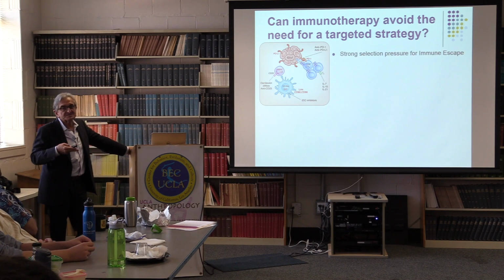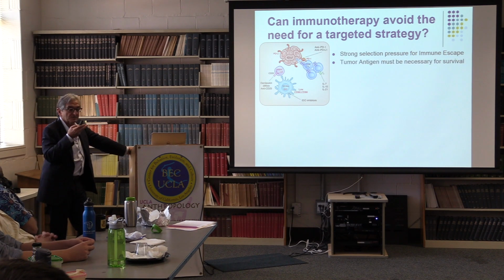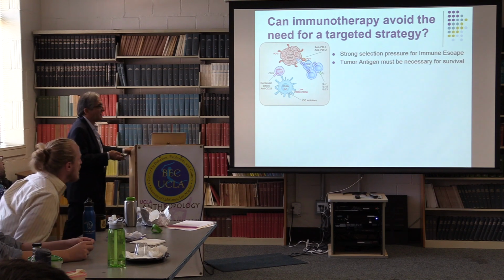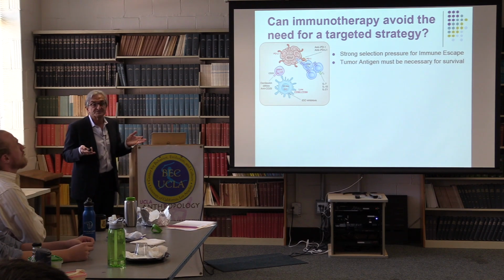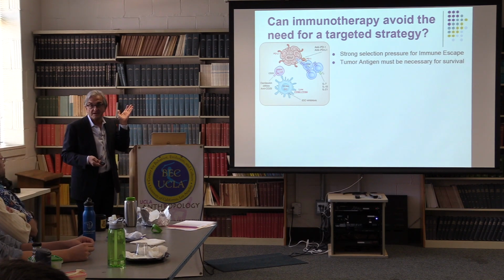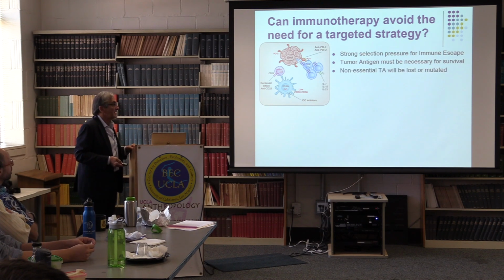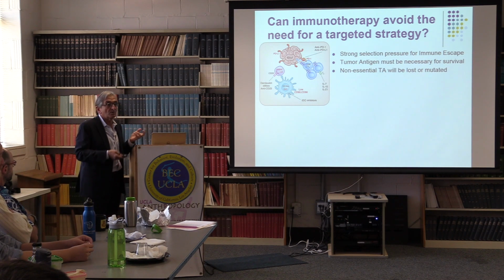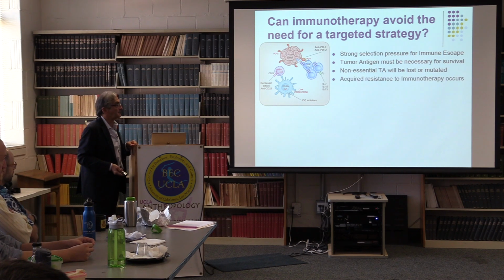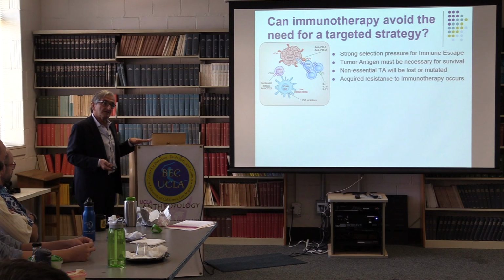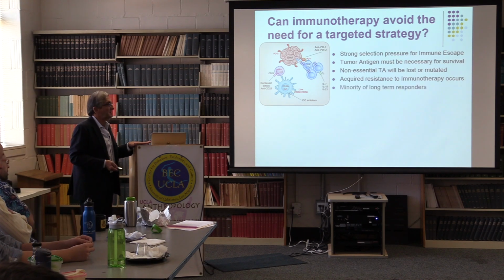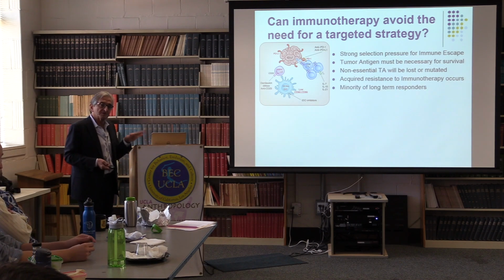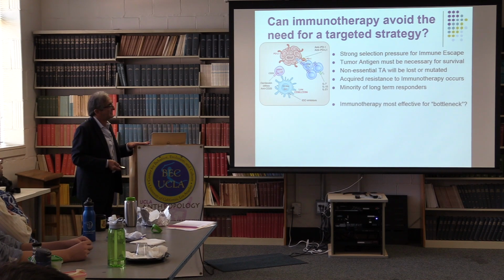There is strong selection on the cancer cell population for immune escape. The tumor antigen that the immune system has to recognize needs to be necessary for survival, or it'll get sloughed off as an adaptive response. A non-essential tumor antigen will be lost or mutated away, and no longer recognizable by the immune system. And there have been many instances now of acquired resistance to immunotherapy and a minority of long-term responders, as I said. So might it be most effective for a bottleneck?